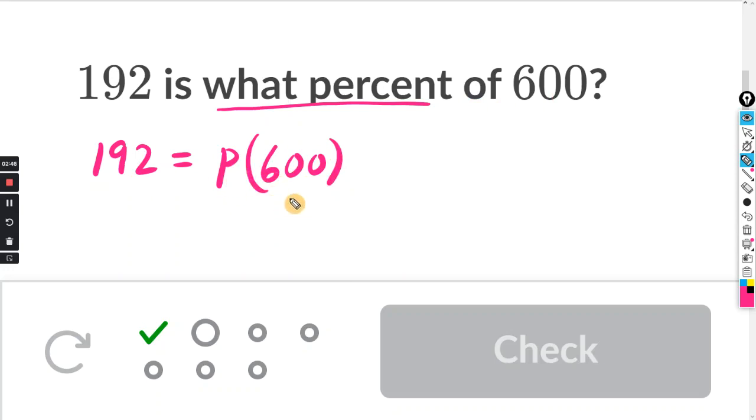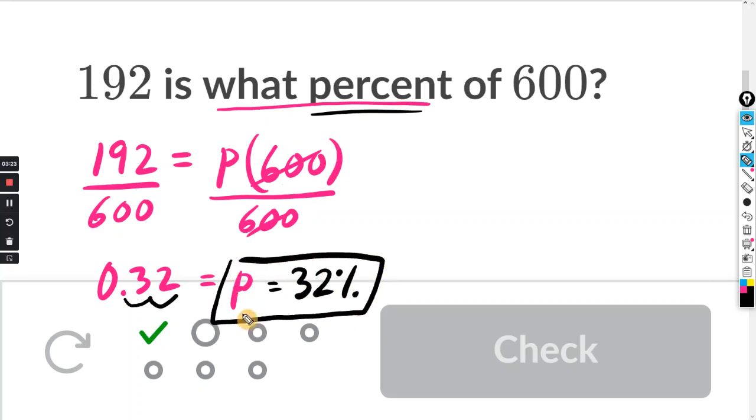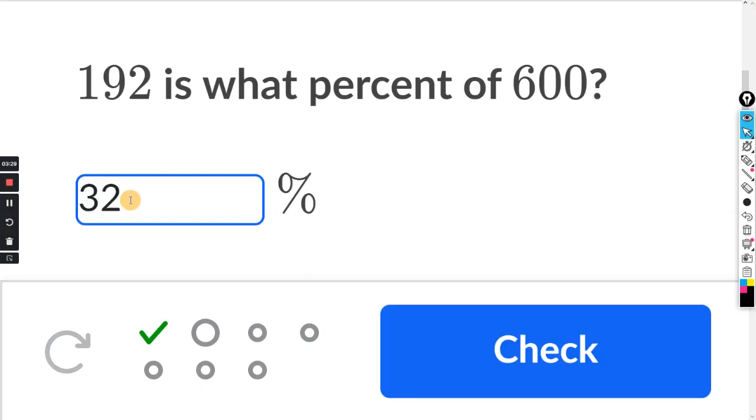Solving for p, the opposite of times 600 is dividing by 600. So you want to do that to both sides of the equal sign. On the right, it cancels. I'll do this on the calculator. And I get 0.32. That equals p. Now, that is in terms of a decimal. Okay, we want it in terms of percent. So you have to move the decimal over 2 places to the right. So that's going to be 32%. So click in the box and just type 32.